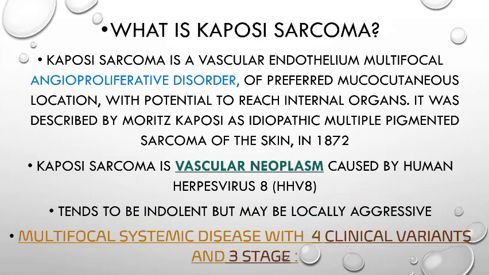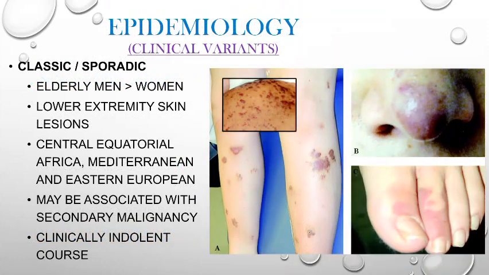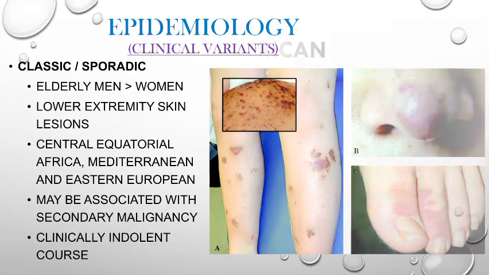It tends to be indolent, that is silent, but may be locally aggressive. It is a multifocal systemic disease with 4 clinical variants and 3 stages. Clinical variants are: first, classic or sporadic Kaposi sarcoma, which tends to appear more in elderly men than women, appears in lower extremity skin lesions, and occurs in the region of Central Equatorial Africa, Mediterranean, and Eastern Europe. It may be associated with secondary malignancy, with a clinically indolent course.